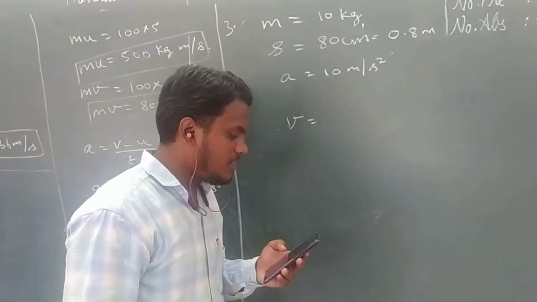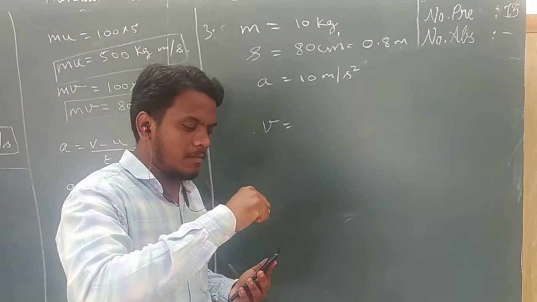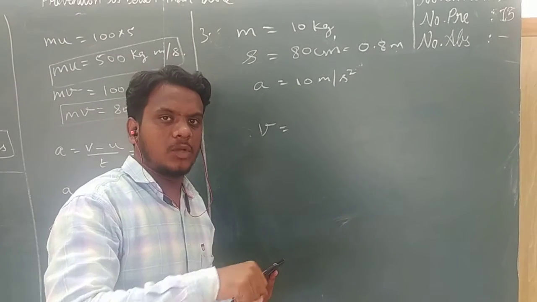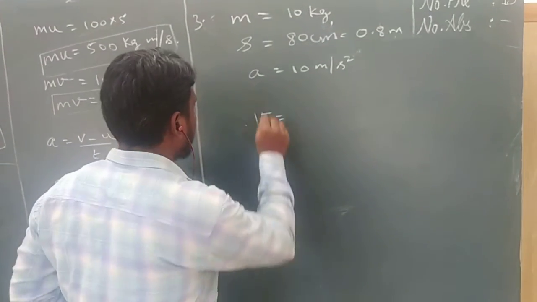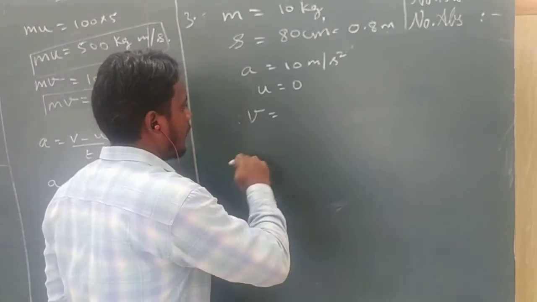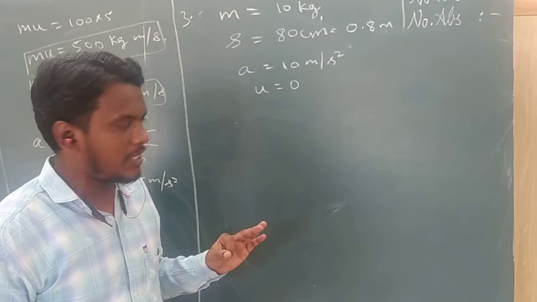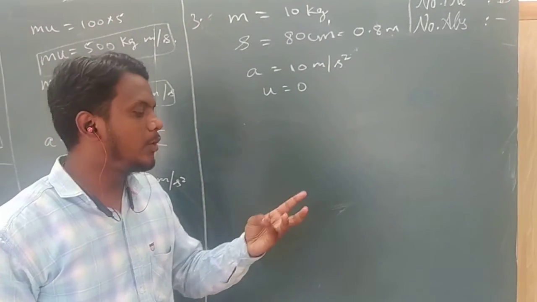If the object is dropped from a height, what is the initial velocity we'll take? If the dumbbell is held in the hand, we take the initial velocity of the dumbbell to be 0, right? So we have to take u equal to 0, dropped from rest. So for finding v, which formula should be used? We have 3 equations of motion. The first 2 equations of motion consist of time, right? S equal to ut plus half at square.